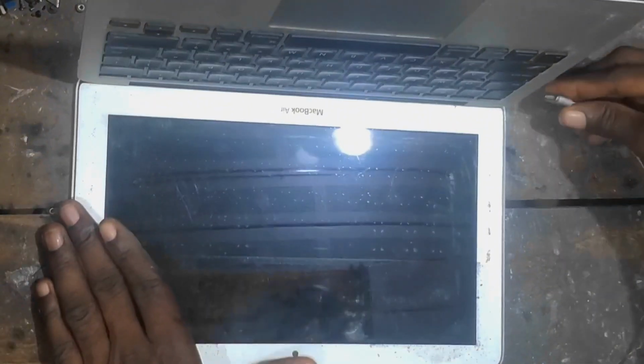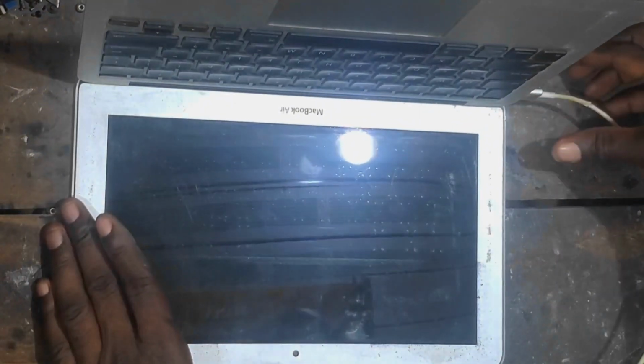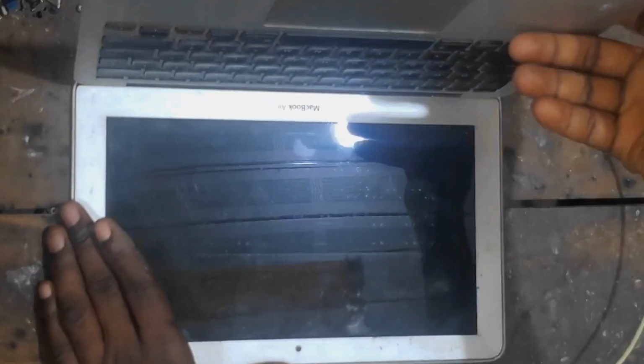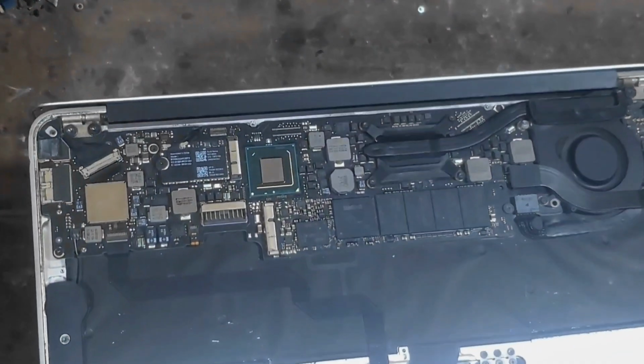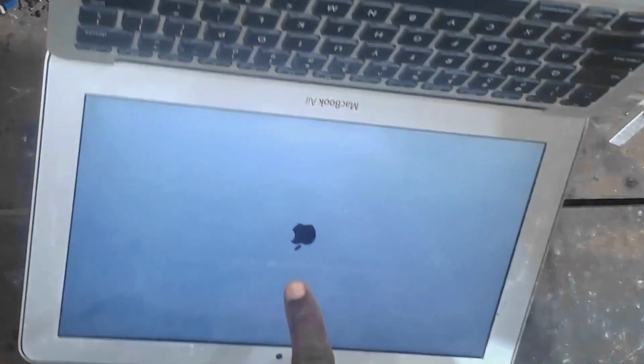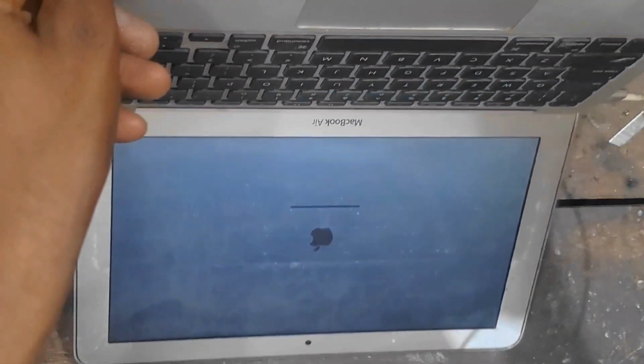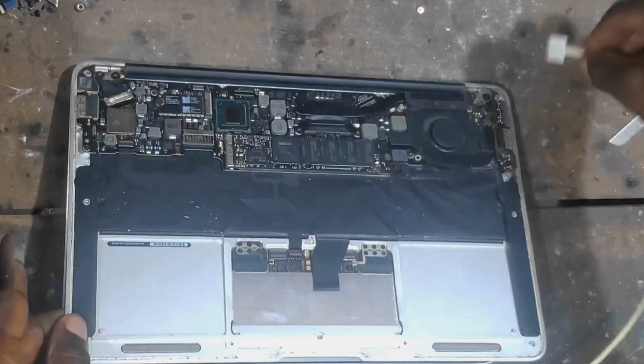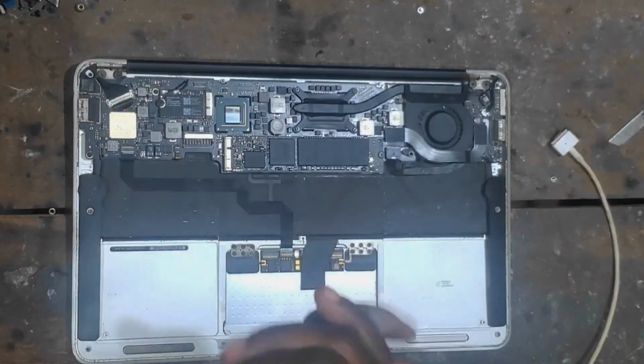All right, again, fan spin. There is a display. All right, unplug. So that is that. Problem solved.